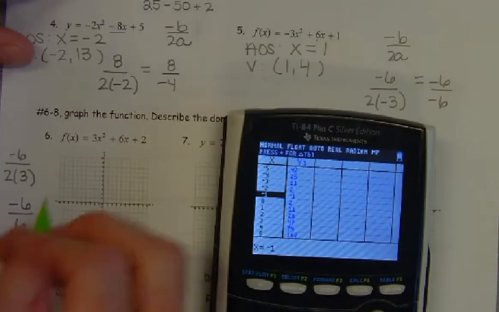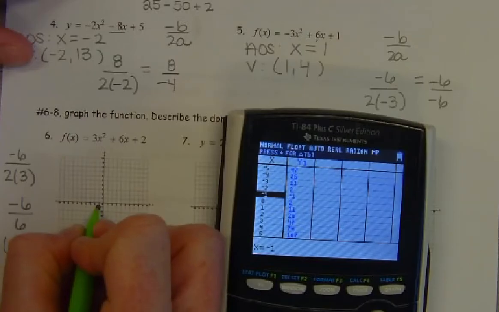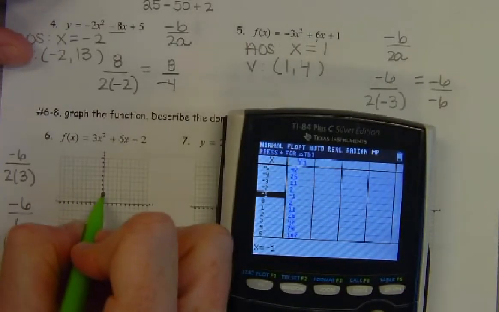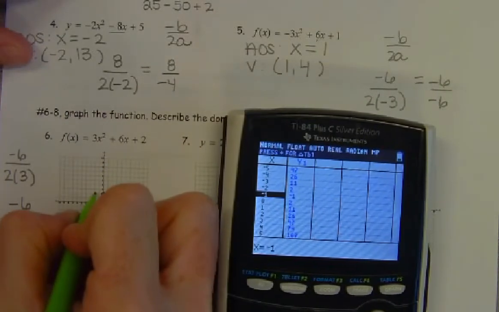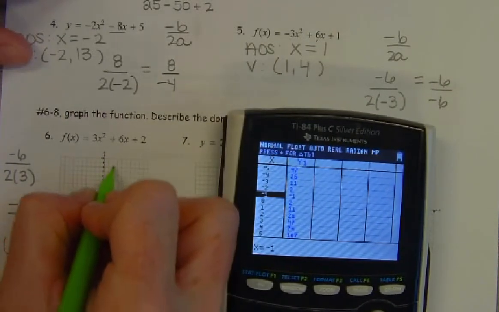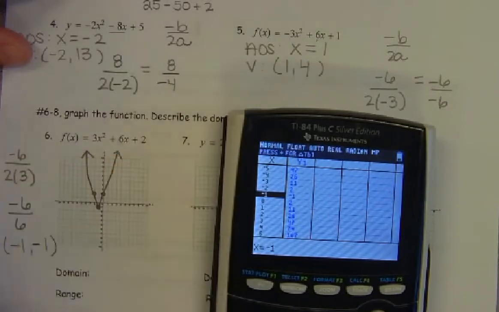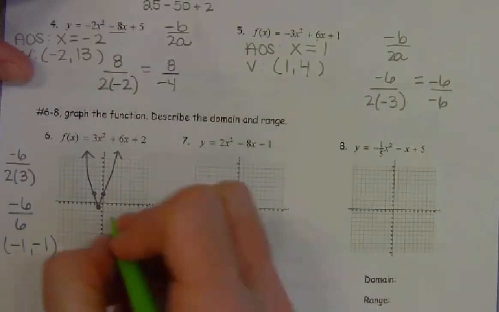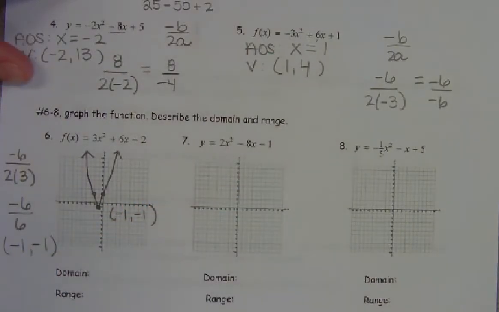And then not only am I going to graph that point, but I'm then going to graph a point above and below. So 0 is at 2, and -2 is at 2, and all of a sudden you have a very nice, beautiful graph. Once you have your graph and your vertex, that vertex point was -1, -1, your domain will always be reals, and your range always deals with the y value of your vertex. Because it goes up and gets bigger, it will be greater than or equal to.